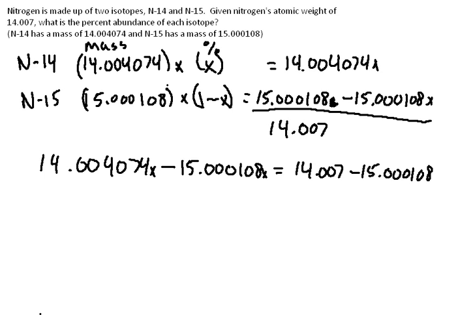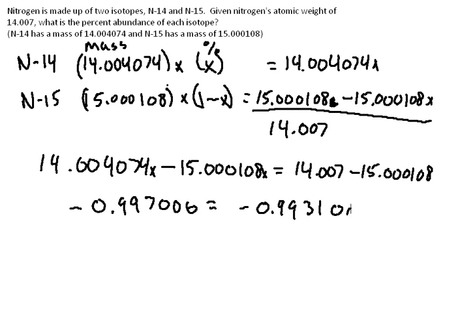All right, so let me add those two together. And when I subtract that number from that number, I end up with a negative 0.993108. And we're going to set that equal to the difference between those. And when I do that, I get negative 0.997006 x. And you know, I forgot the x over here, so that's going to be x. To get that x all by itself, I'm just going to divide each side by 0.997006.